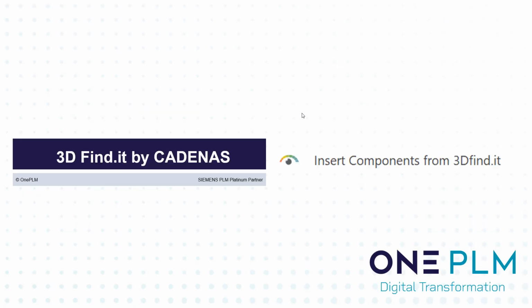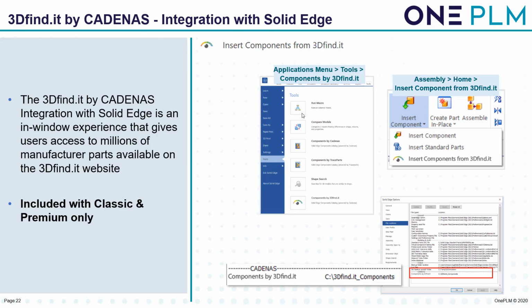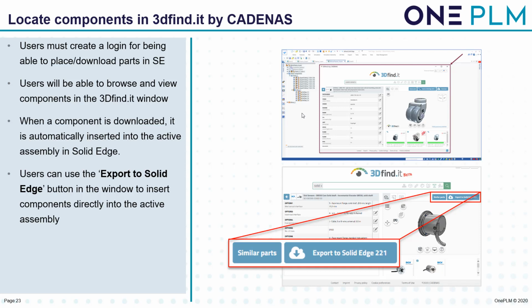So even though that's imported geometry from somewhere else, we're still going to get a useful parts list. Next, we've got 3D Find It by CADENAS. This is a little tool that we've got under the Insert Components dialog box. It allows us access to millions of parts available on the website. It's not going to be changed every release; the website is going to update. It's included for Classic and Premium users only. So we can go to the 3D Find It, locate the components, and then export them to Solid Edge.